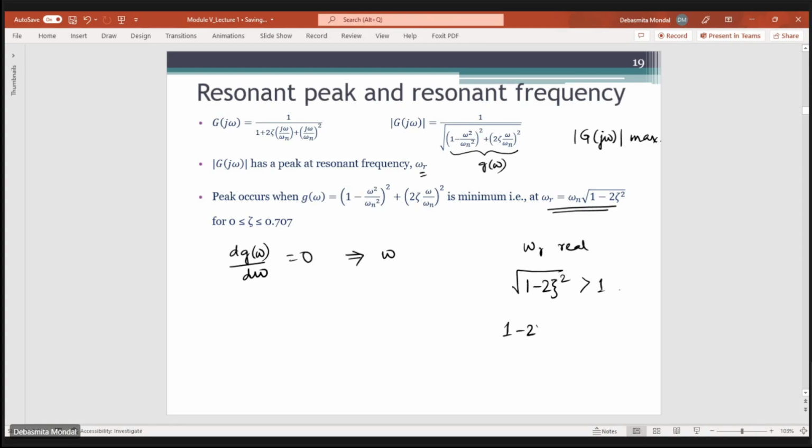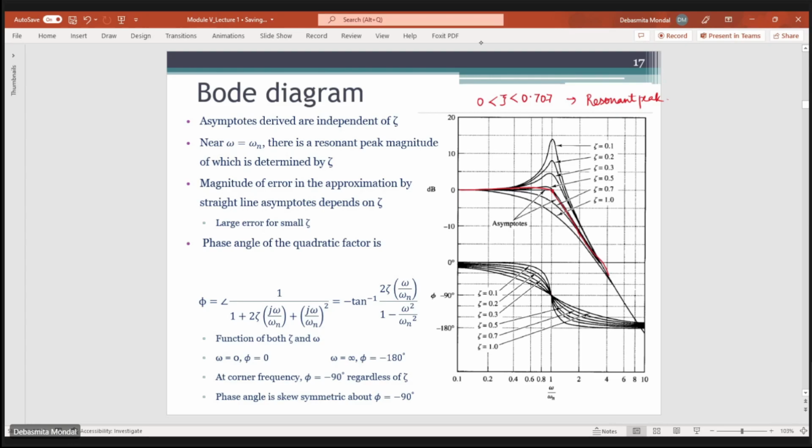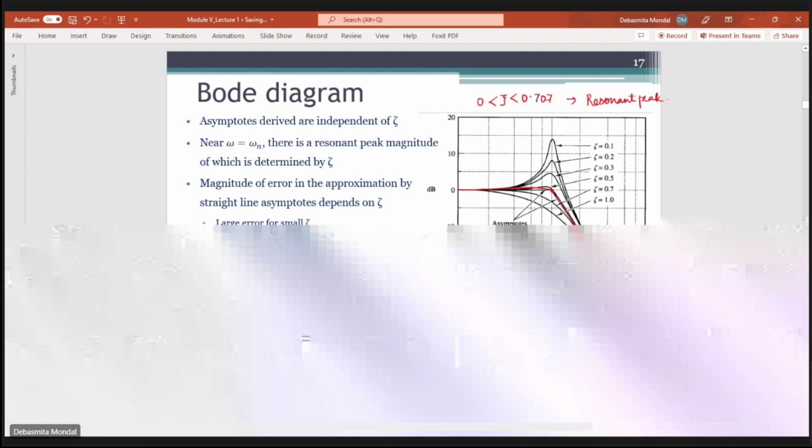That means 1 minus 2ζ² should be greater than 0, and the value of ζ should be less than 0.707. So that is why this factor is coming. The moment the value of ζ lies between 0 and 0.707, only for those cases will you get a resonant peak. Beyond 0.707 there is no existence of any resonant peak. The response will simply follow a curve which looks like this. These are the cases where ζ is greater than 0.707.